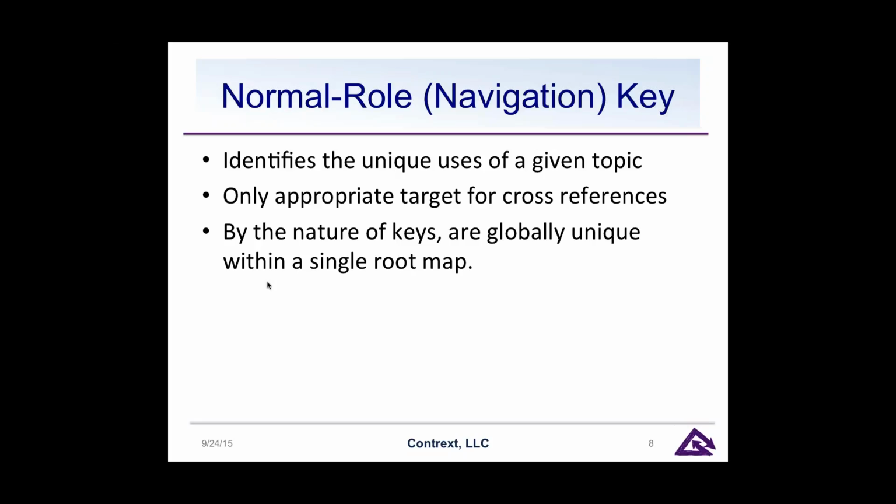The other interesting thing about navigation keys, by the nature of keys, is that they're globally unique within a single root map. One of the rules for keys that the DITA standard imposes is that keys have to be globally unique within the scope of a given root map. So when I put my keys on my navigation topic refs, they have to be unique. I don't have to worry about it, I'm naturally going to have unique labels for each use of my topic, because that's the rule that DITA imposes.